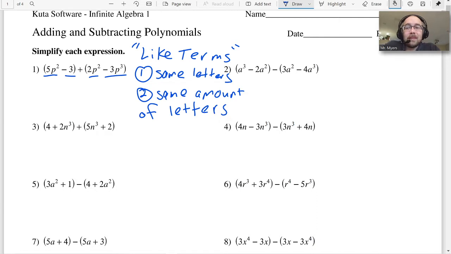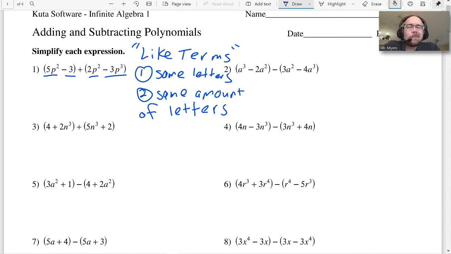That's important too. They have to have the same letters. If they have different letters, they're not going to be like terms. But they have to have the same amount of letters as well. 2p squared is like 2 p's, basically. Not 2 because there's a 2 in front, although kind of. But I mean the p squared. p squared means p times p. That's actually a different term than p cubed, which is p times p times p. You might say, well, they both have p's, but they have different amounts of p's.